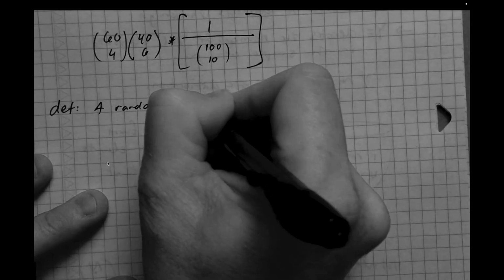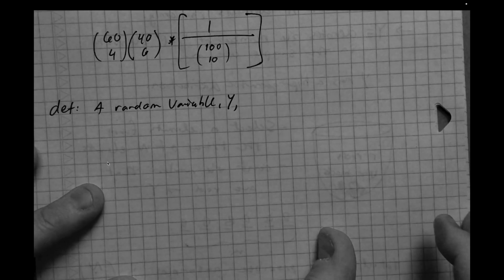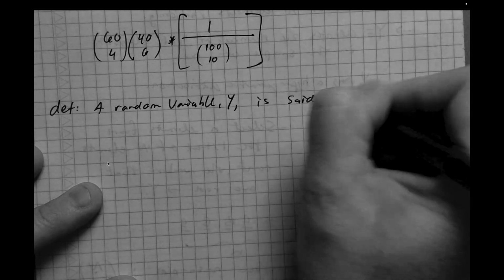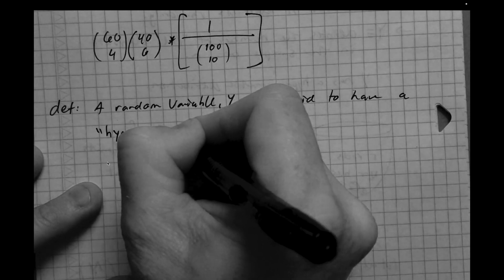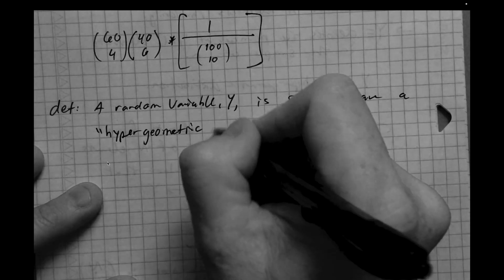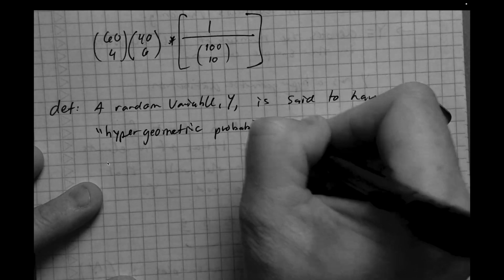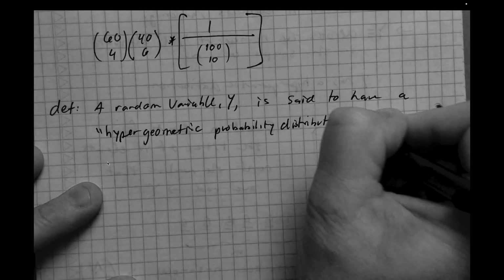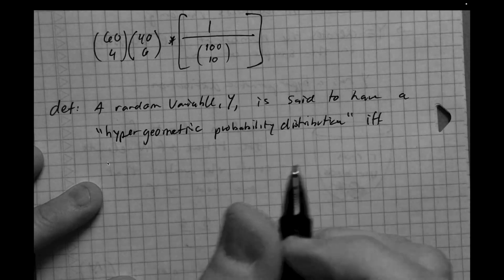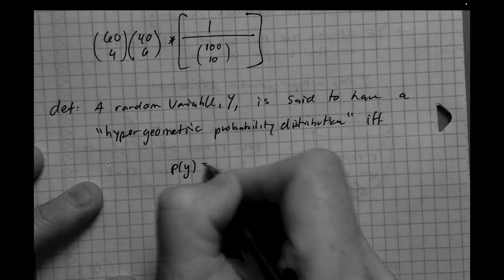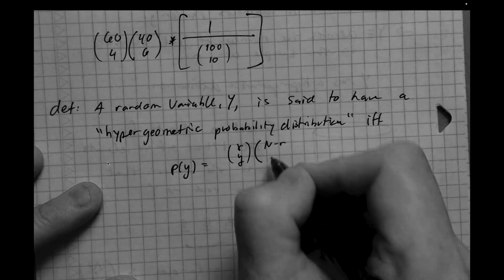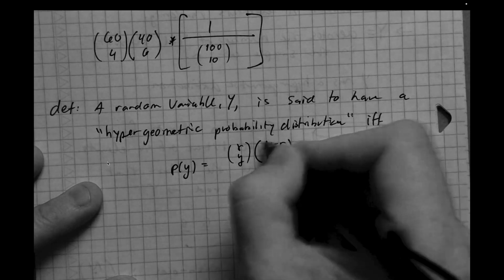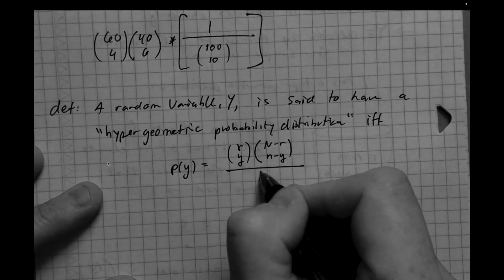A random variable Y is said to have a hypergeometric probability distribution if and only if the probability of Y is equal to R choose Y times N minus R choose little n minus Y, all divided by big N choose little n.